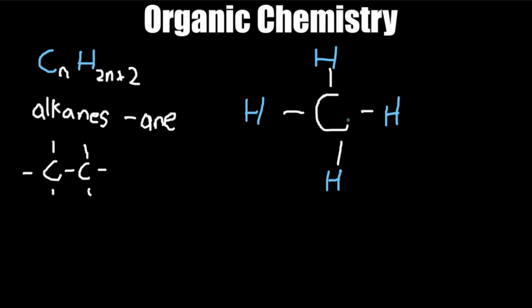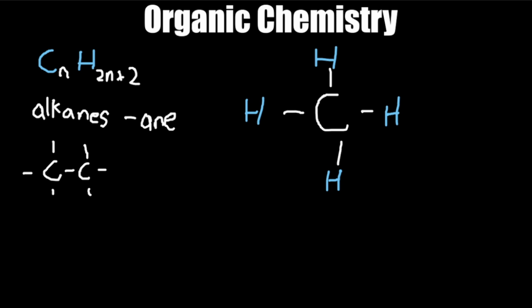and 1 times 2 is 2. So we know that there has to be at least 2 hydrogen. And then 2 plus 2, that's 4. So now we know that this is definitely a member of the alkane group because it has 2 times the number of carbon plus 2. So even though we know that it is a member of the alkane series, how would we name it?